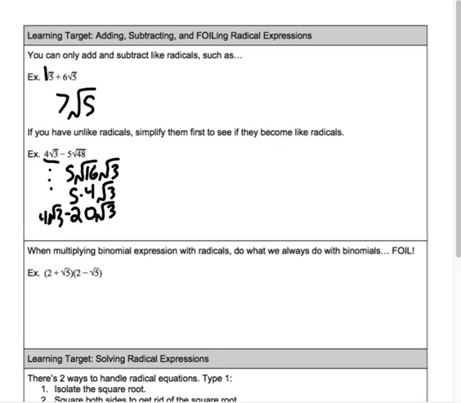But now notice I have the same thing inside the square root. So I started with 4 square roots of 3. I'm subtracting 20 square roots of 3. That's going to give me negative 17 square roots of 3. So again, sometimes you are going to have to simplify first before you can add or subtract.